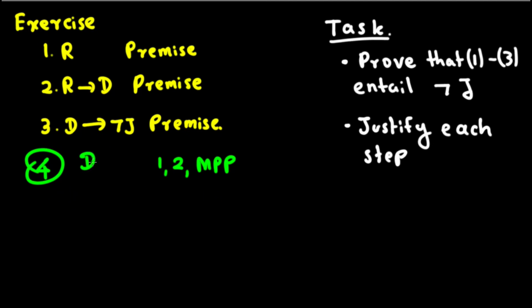Now we have D left. We have to use 3. We have used 1 and 2, and we have 3 left. With 3, you can again use modus ponens.